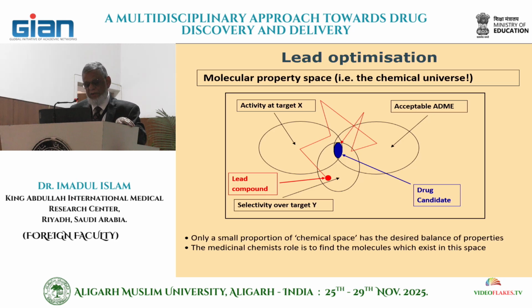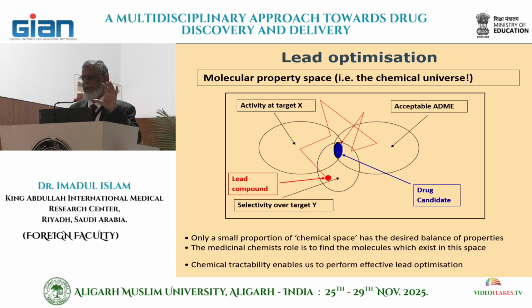Only a small portion of chemical space has the desired properties or desired balance of properties. The medicinal chemist's role is to find the molecule that exists in that blue space. And it is supported by all kinds of people. I showed you analytical, computational, ADME, molecular biology, pharmacokinetics, pharmacodynamics. Then we get a molecule there. So this is the lead optimization process. And chemical tractability enables us to perform effective lead optimization. So we track the molecule all over. Wherever we go, we track that the molecule is there.